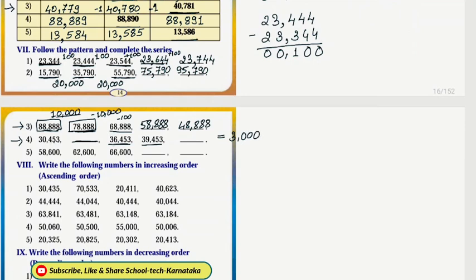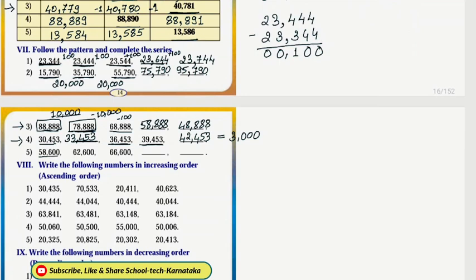So when we add 3,000 to this, we get this number. When we add 3,000 to this number, we get 42,453. Similarly, when we add 3,000 to this number, we get 33,453. Just to check if our answer is correct, when we add 3,000 to this, we get 36,453.